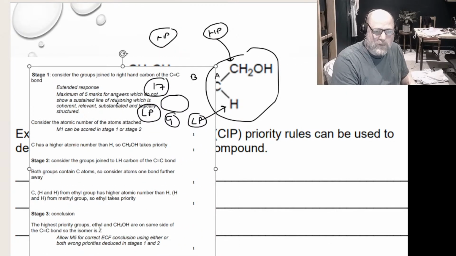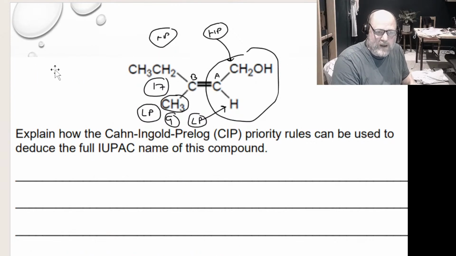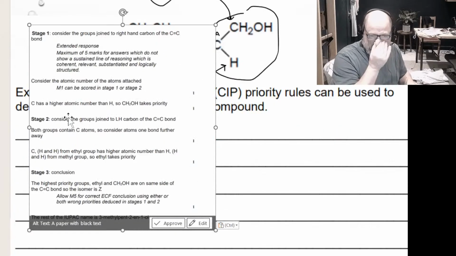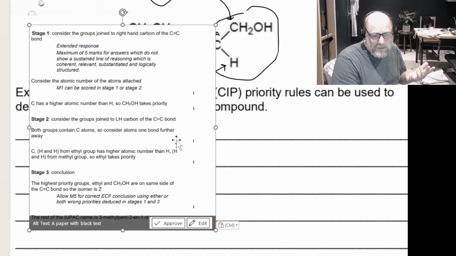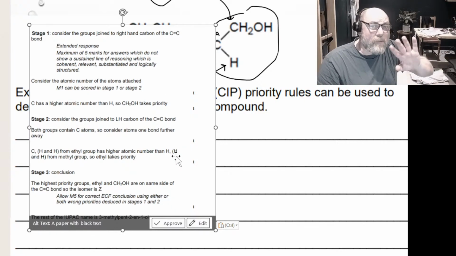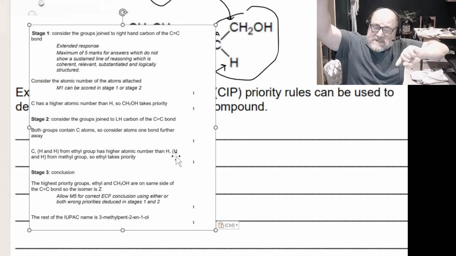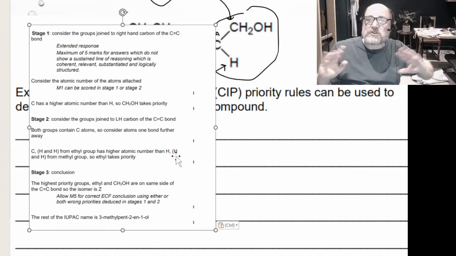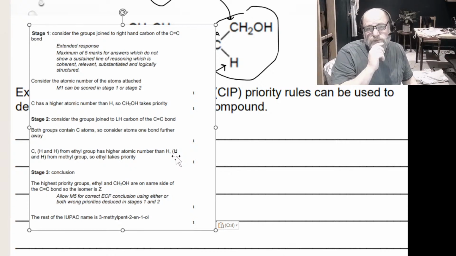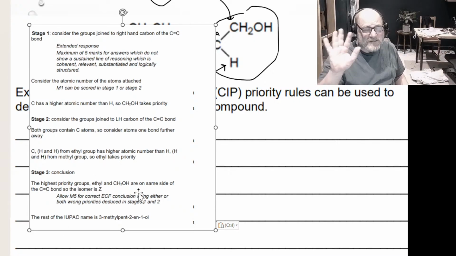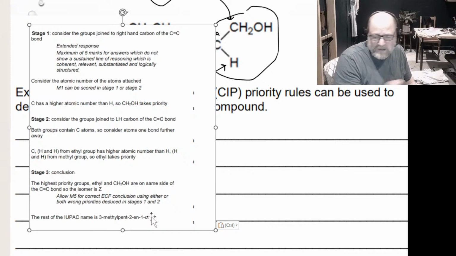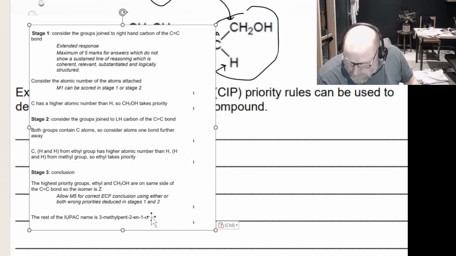Hold on. Give me one sec. If I cut that and then paste that, that's going to come over the top. So there you go. So that would be the answer. So you can see most of the marks, actually you've got about 4 marks out of 6 for just explaining the priority business, the CIP rules. That gets you about 4 of the marks. It's just like really stage 3, the conclusion that it's Z even gets you 5 marks. The final name is only 1 mark. So yeah.